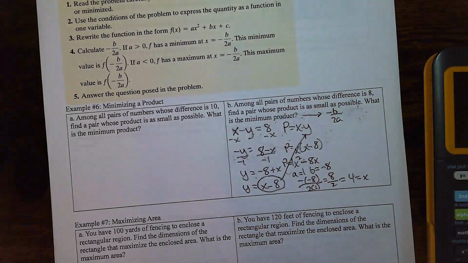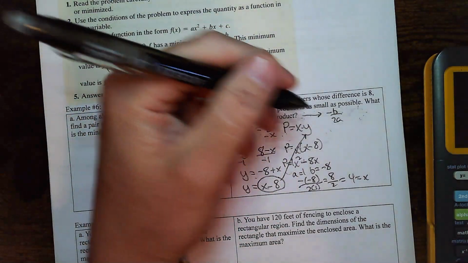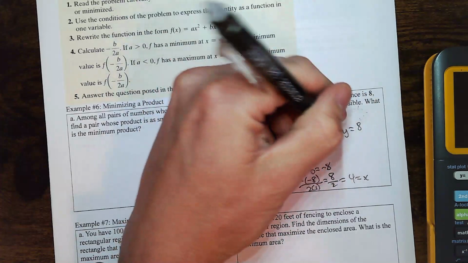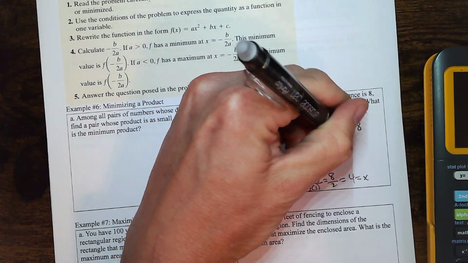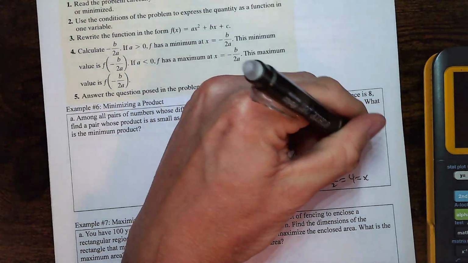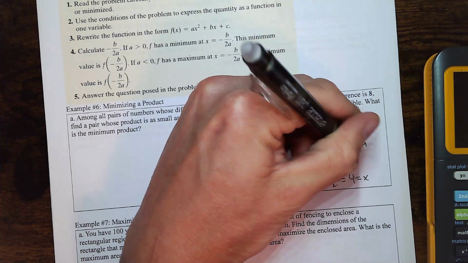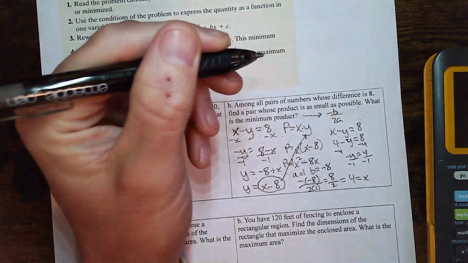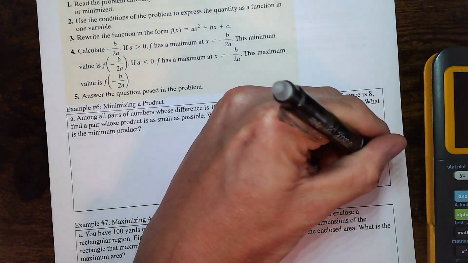So x is 4. Now to find y, I know x minus y equals 8. X is 4, so 4 minus y equals 8. Subtract 4 from both sides. Negative y equals 4. Divide by negative 1 on both sides. y is negative 4.